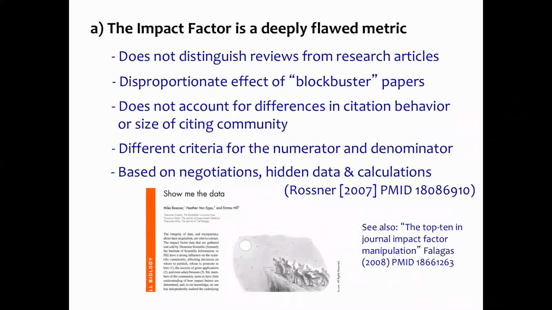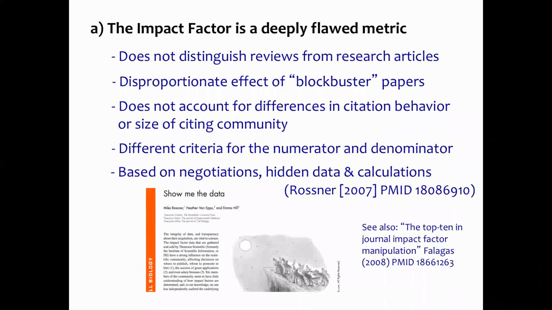This happens all the time. Mini reviews, some journals they count, some journals they don't, but they're always counted in the numerator, not in the denominator. So how's that decision made? It's made by the publishers of the impact factor negotiating with the publishers of the journal.